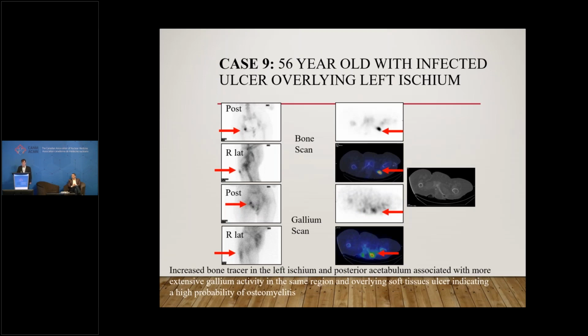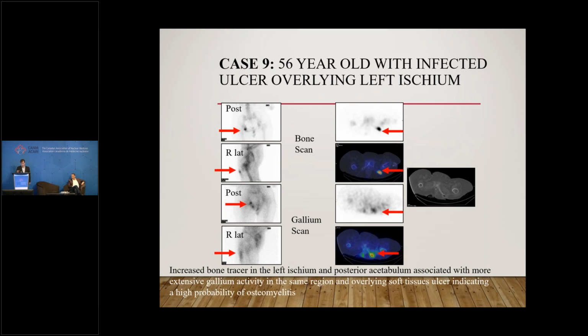As opposed to that, the next case is a patient with an infective ulcer overlying the left ischium. On the left side, the top two slides are the bone scan, and we see the focus of intense activity involving the left ischium. The gallium images show more extensive activity at the same site and overlying soft tissues. The SPECT CT shows evidence of a sacral ulcer.